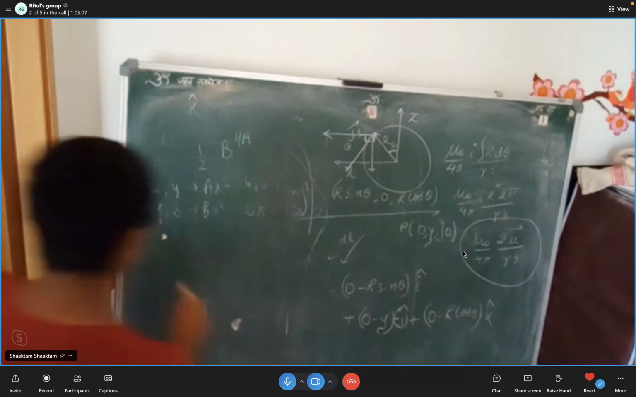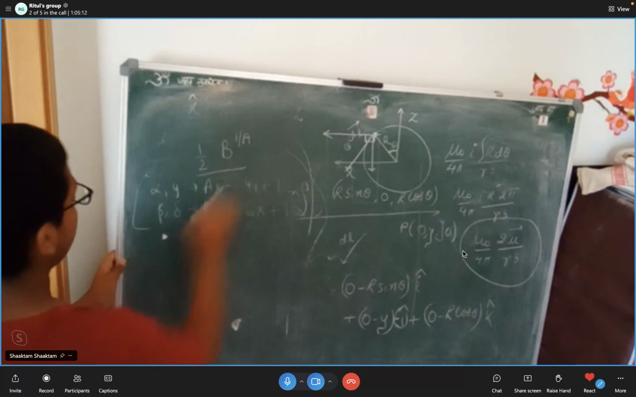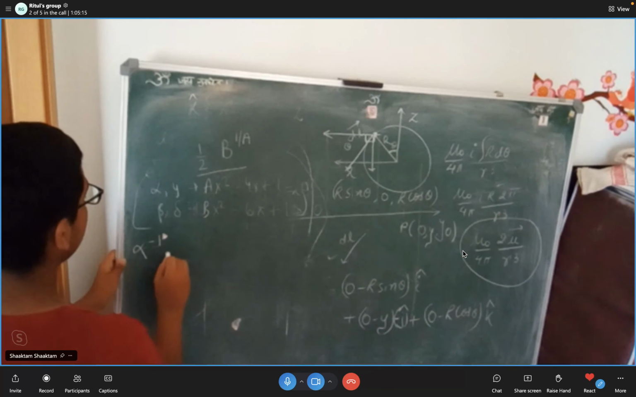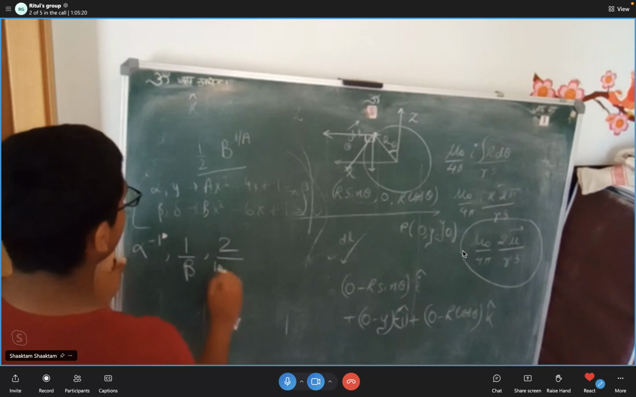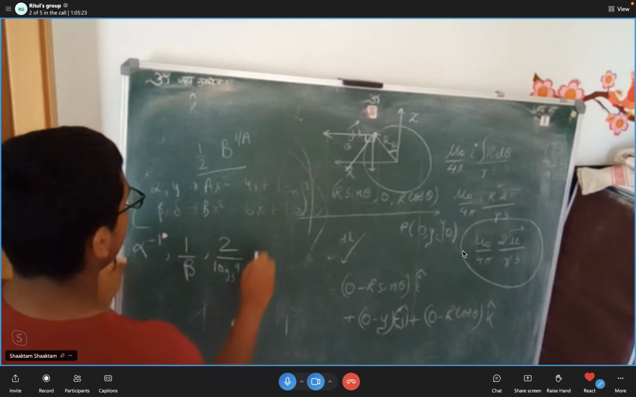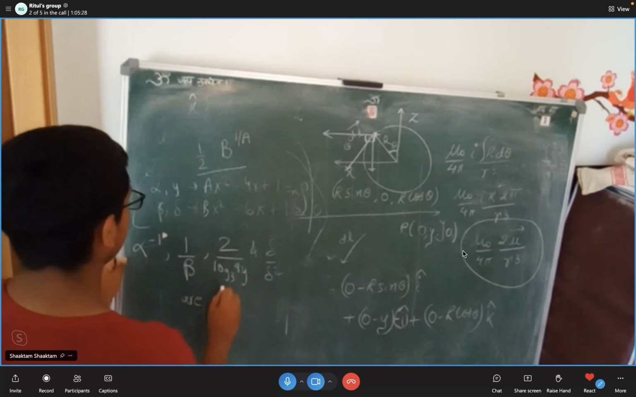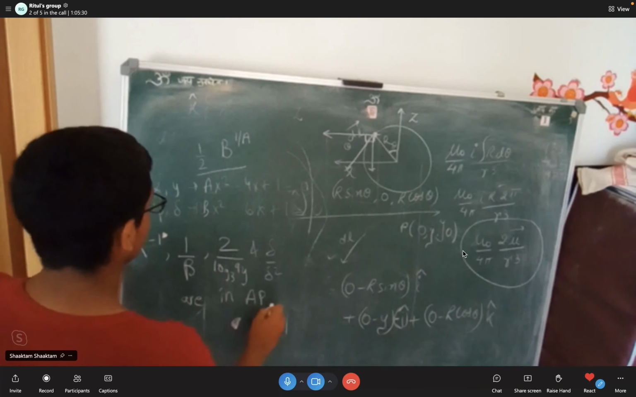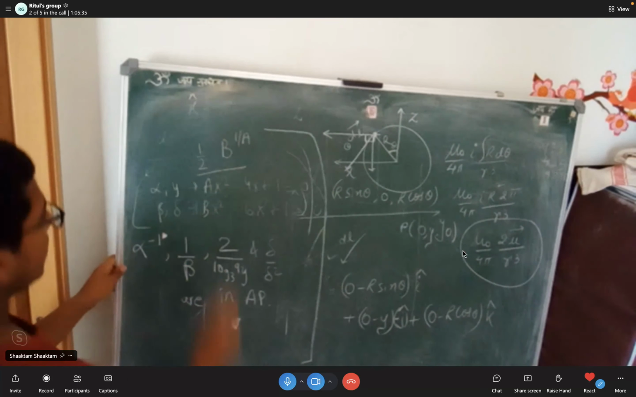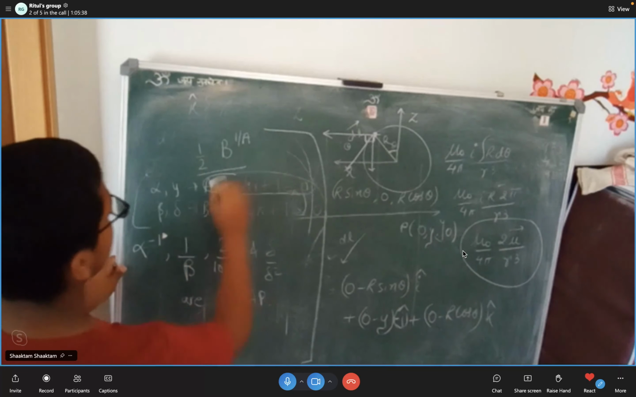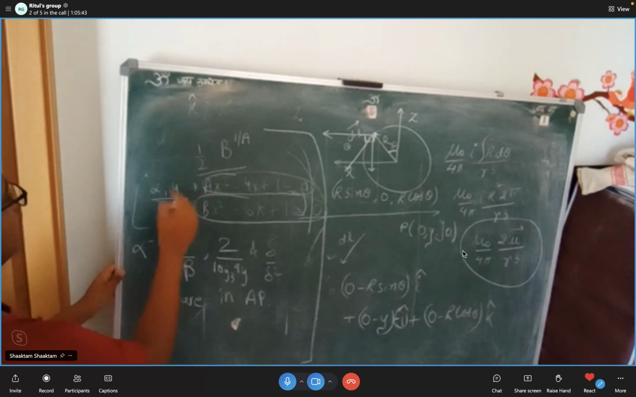Okay. So you need to find, if this is the information given, the value when alpha is to minus 1, 1 by beta, 2 by log to the base 3 of 9 gamma, and delta by delta square are in AP. So what is the half b to the power 1 by 8 thing? We need to find that. They are the equations: ax square minus 4x plus 1, bx square minus 6x plus 1, and they are the roots of the equations.